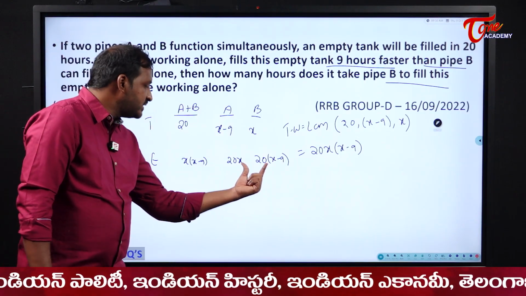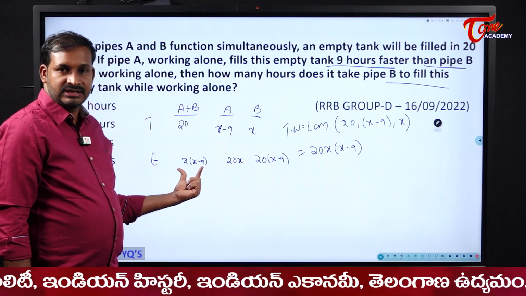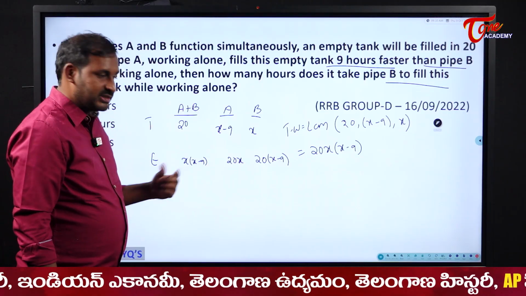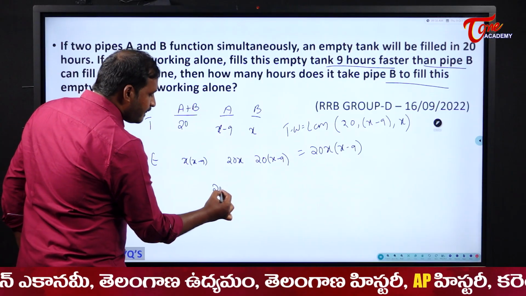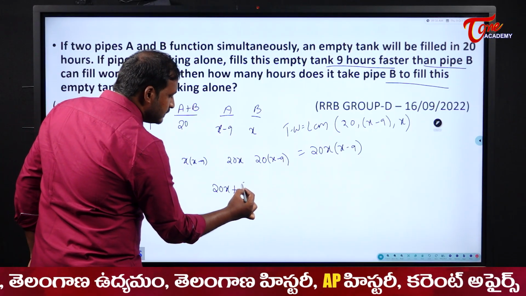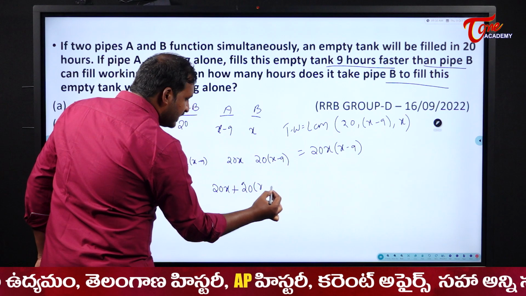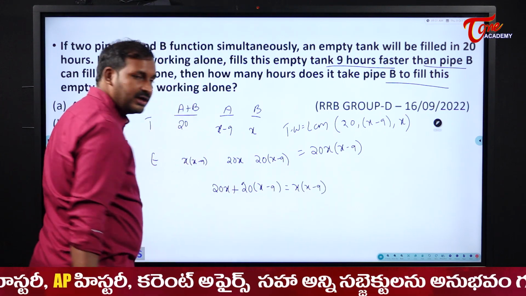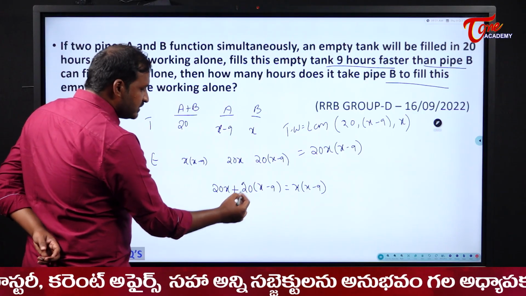And we know that the sum of these two efficiencies is equal to this efficiency. Why? Because A and B individual efficiency is equal to their combined efficiency. So now what I can write here? 20x plus 20 into x minus 9 is equal to x into x minus 9. So now what happens to the students?